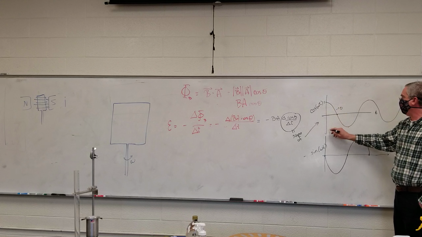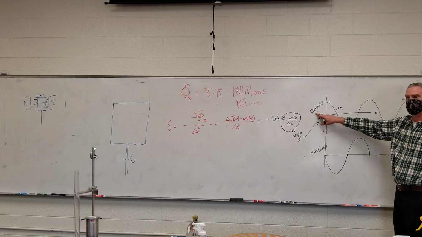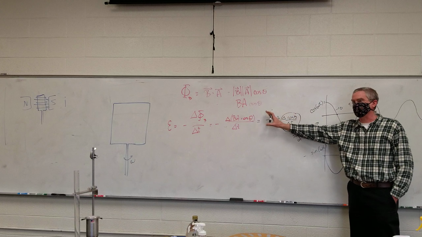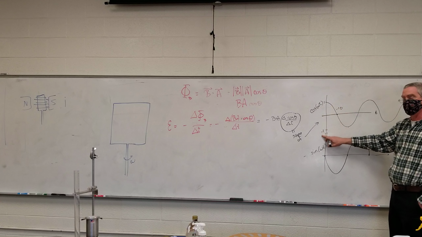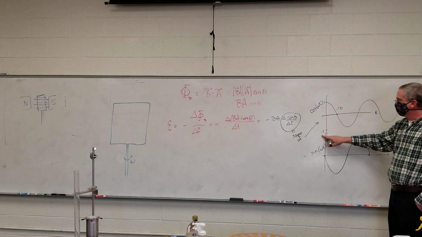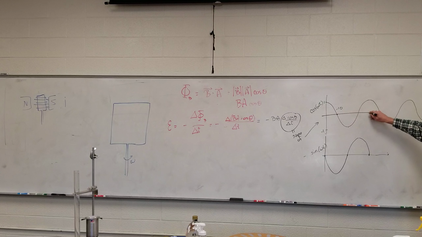So if this is 1 and negative 1, because there's nothing in front of the cosine here, this maximum is 1, the minimum is negative 1. What is this point right here? What is the time at which we get back to our starting point? It's the same amount of time. That's one full revolution.